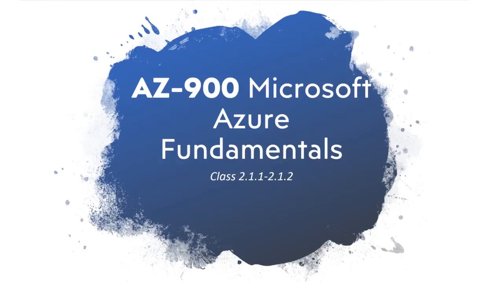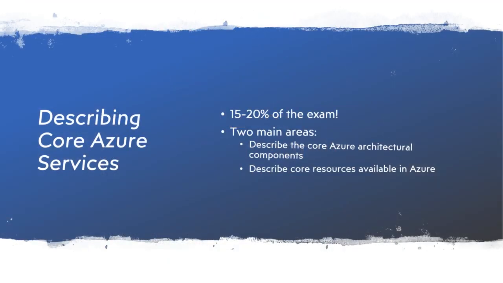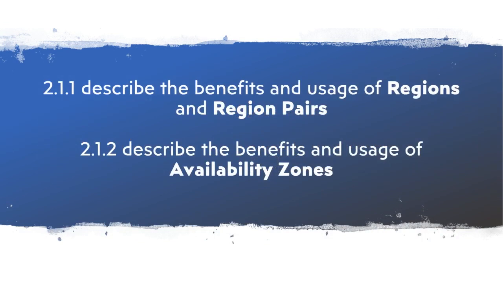The second big area, which we need to cover for the exam, is describing core cloud services, which is divided into two main areas: core Azure architectural components and core Azure resources. These topics are more hands-on and should start to demonstrate how Azure works in more practical terms. First, we'll start with Azure architectural components. We will cover regions, region pairs, and availability zones.